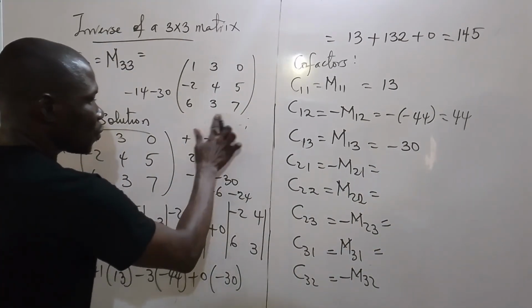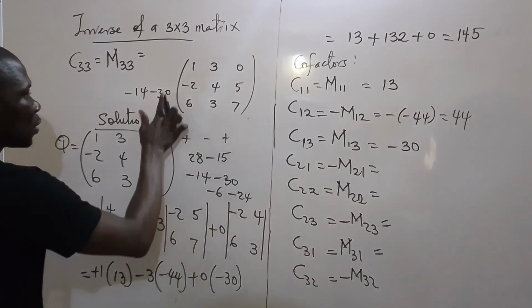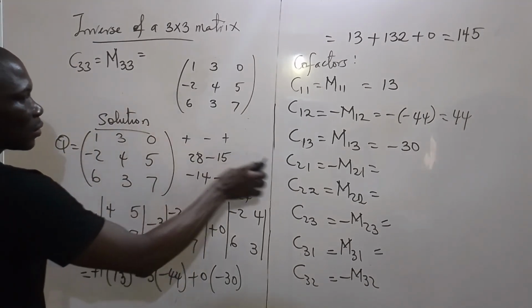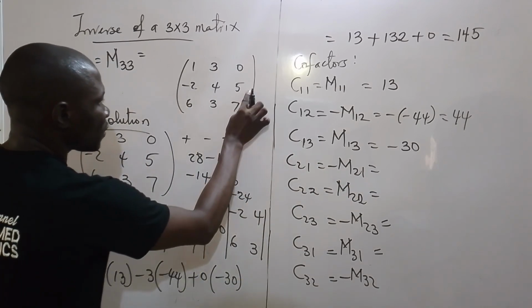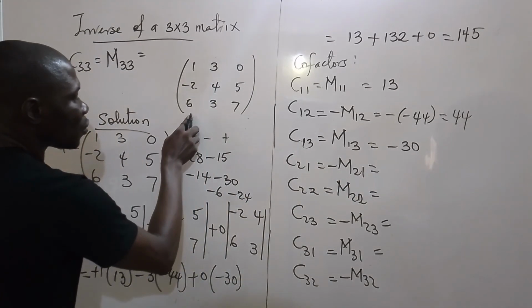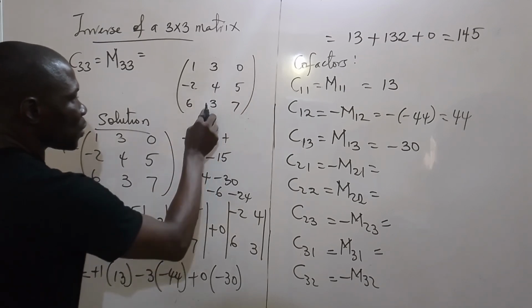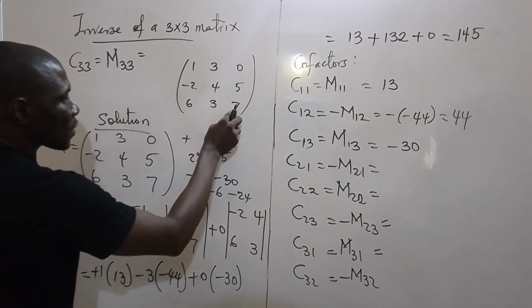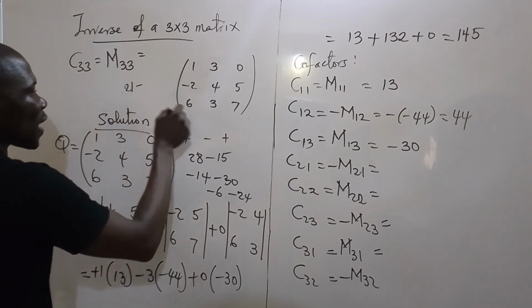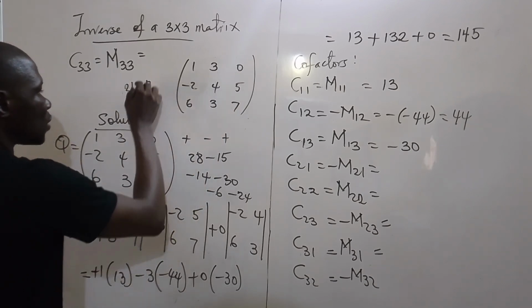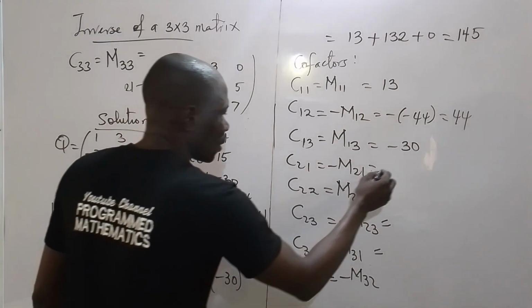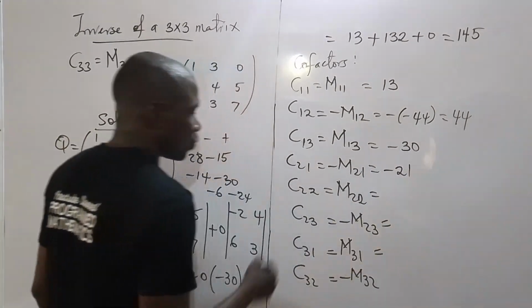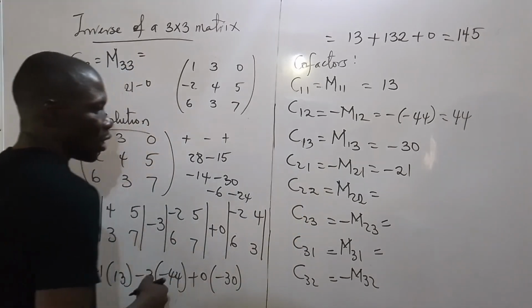Then for M21, M21 is saying second row, first column. Second row deleted, first column deleted. We are left with 3, 0, 3, 7. 3 times 7 is 21, minus 3 times 0 is 0, 21 minus 0 is 21. So this is minus 21. The minus is together with this one here.